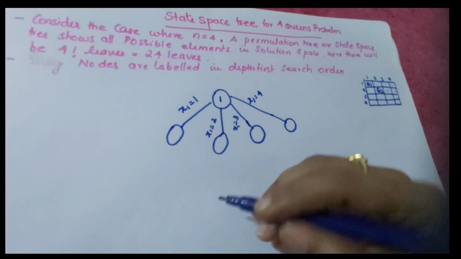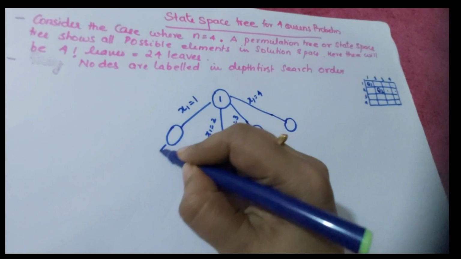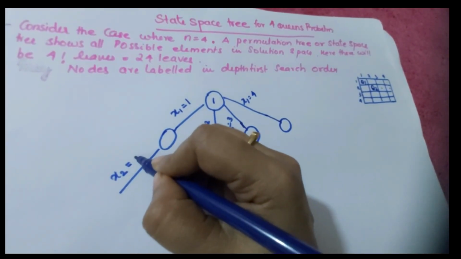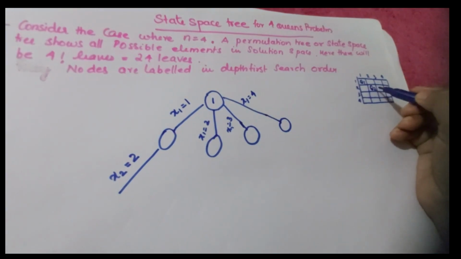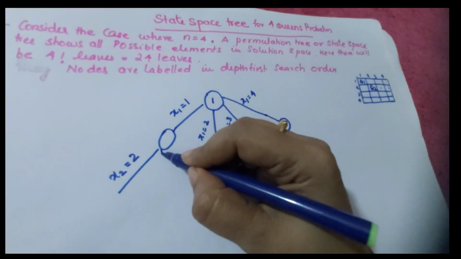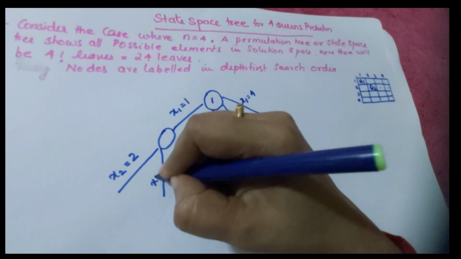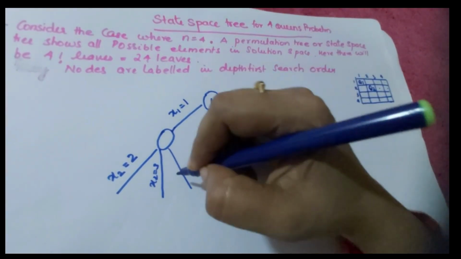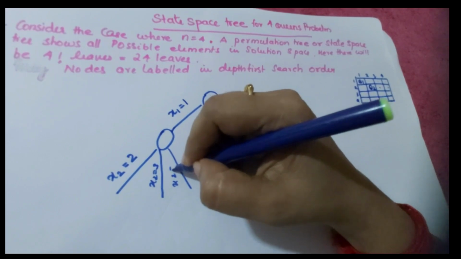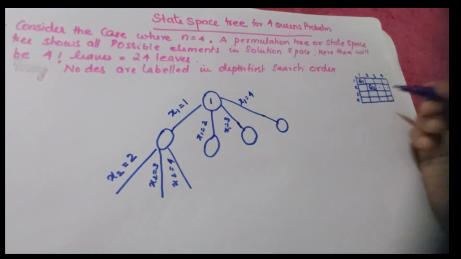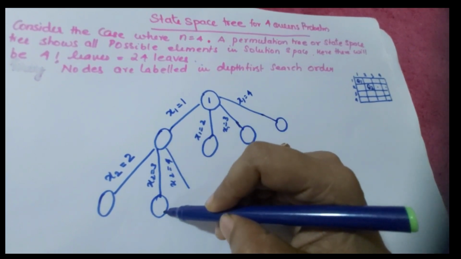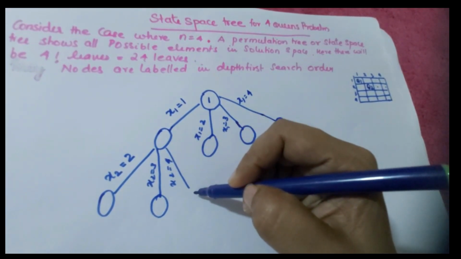How can you represent this? So this can be represented by X2. X2 can be 2. This is the second node. So 2. X2 can be 3. And X2 can be 4. Fine. Now, if you are considering this will be the node. If you are considering this will be the node. And if you are considering this will be the node.